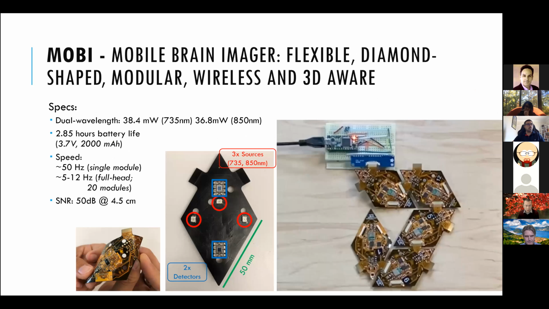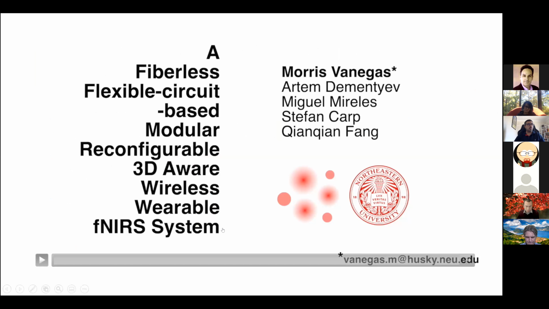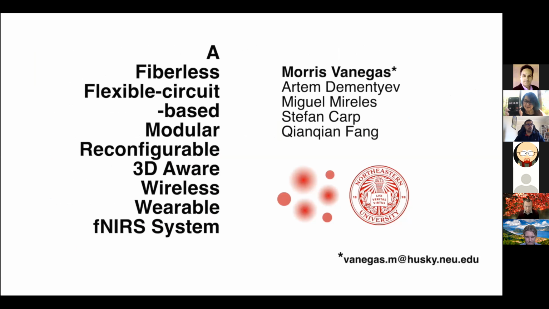For the hardware, we have flexible circuit-based modules, and this is just a specification, and I'll show you quickly a video that Morris made. But overall, it's dual wavelengths, a diamond-shaped module, and you can connect it in a very flexible way, with a battery that runs about 2 to 3 hours. I'm going to click on this 1-minute short video. I'll show you what this module can do.